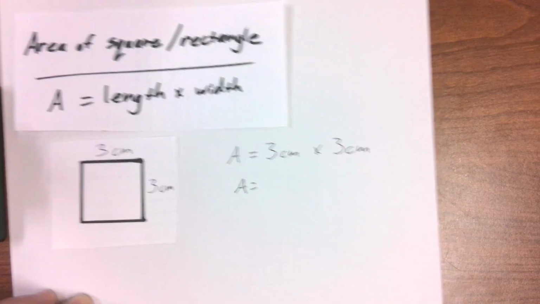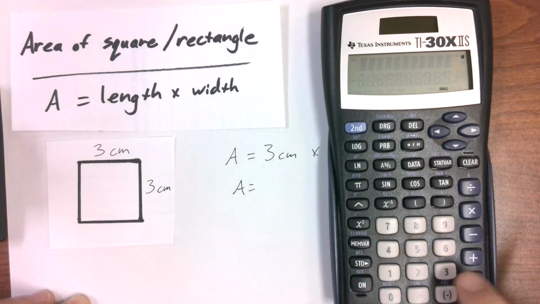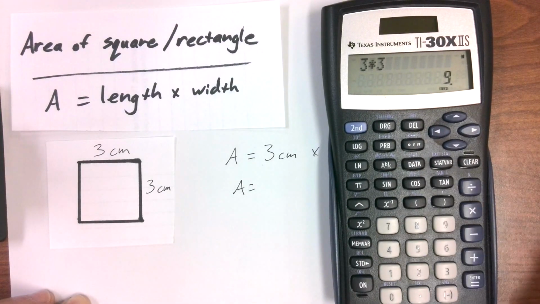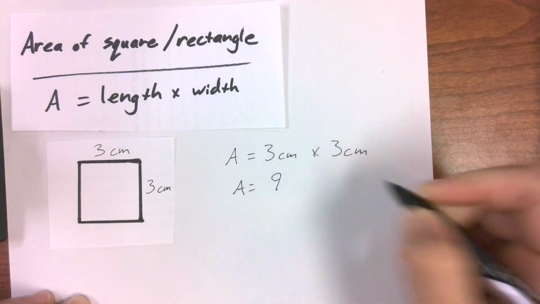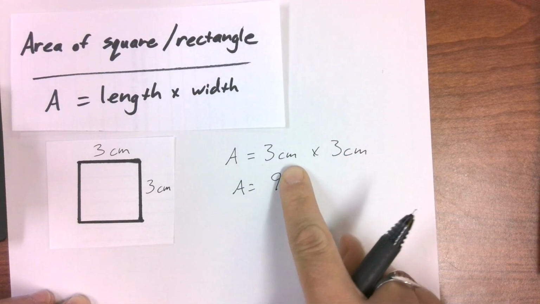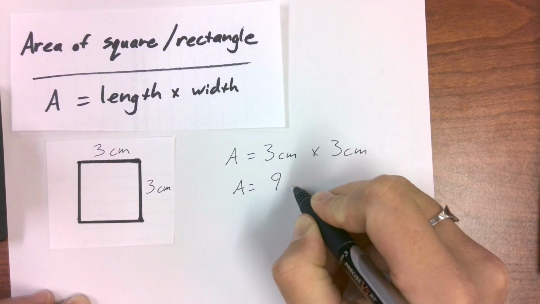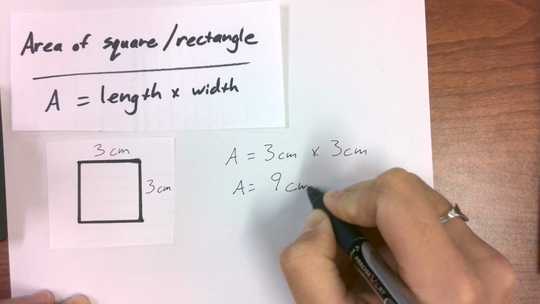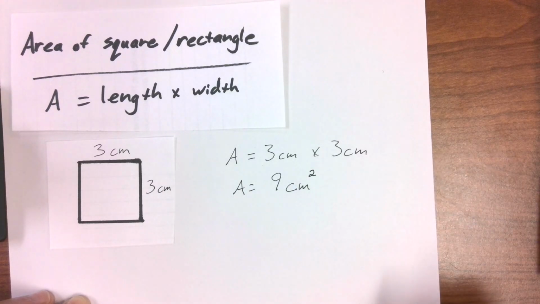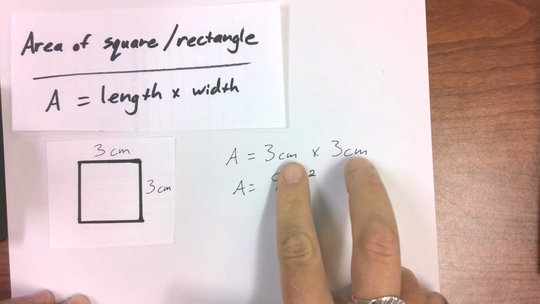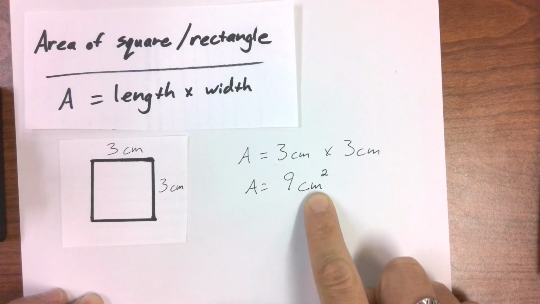So if you're super unsure of your math and you don't know 3 times 3, you can double check yourself with a calculator. So 3 times 3 is 9, which means our area is 9. But our unit here, we have to combine these 2 centimeters, which means our unit is centimeters squared with this little 2 right here. So if I multiply 2 centimeter units together, that means that my unit is centimeters squared.